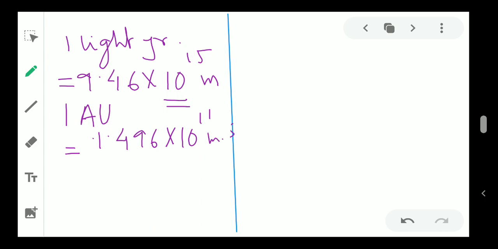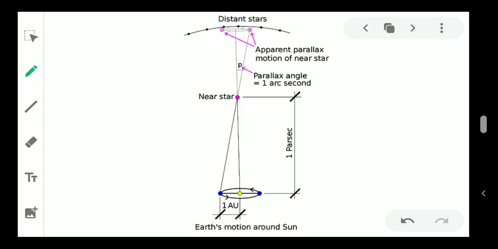One more thing we use, that is called parsec, but that is a little bit complicated. So let me tell you what is 1 parsec. So 1 parsec is actually, the value of it I'm just writing, 3.08 into 10 to the power 16 meter. So it is bigger, right? It's very big. But what is it? You have already learned about parallax, right? So this image I have taken from Wikipedia. Okay, so what is 1 parsec?